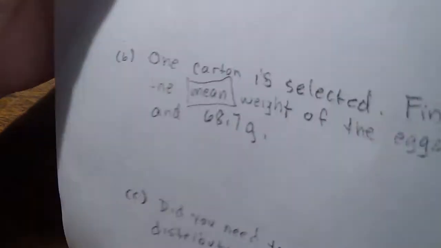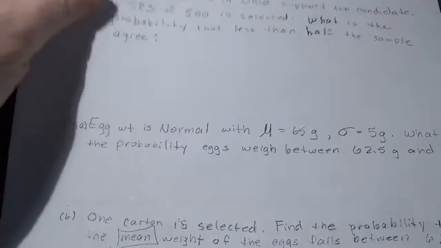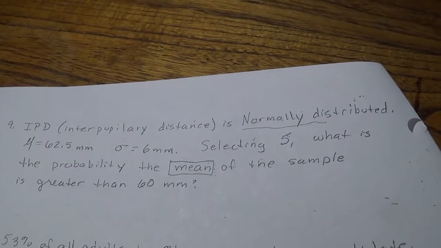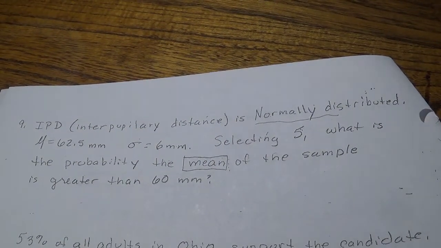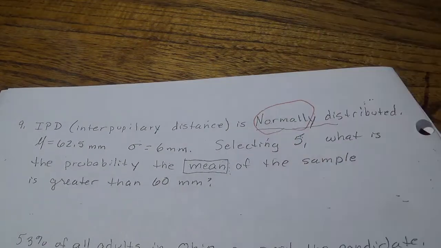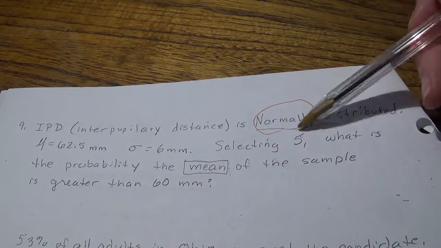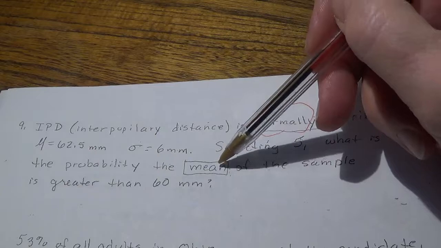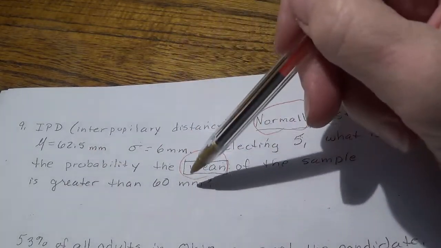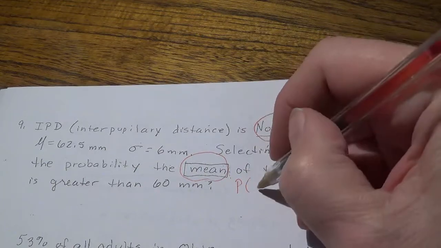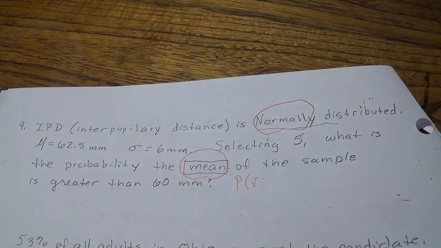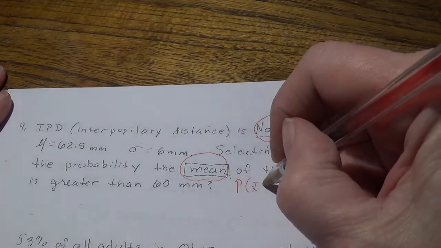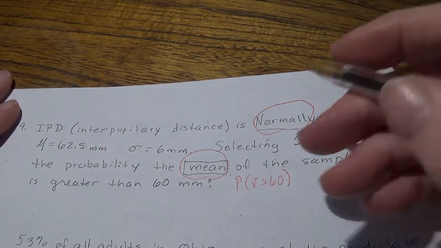Let's look at the next one. Interpupillary is the distance between your pupils, the black parts in the middle of your eyes. It's normally distributed, so I'll take note of that. Here's the mean and the standard deviation. We select 5, so that's the size of little n. What is the probability the mean of the sample is greater than 60? Let me write that in symbols: the probability that the mean of the sample, x bar, is greater than 60.